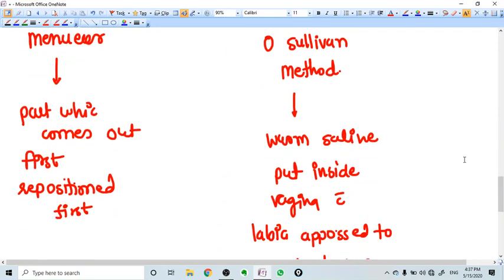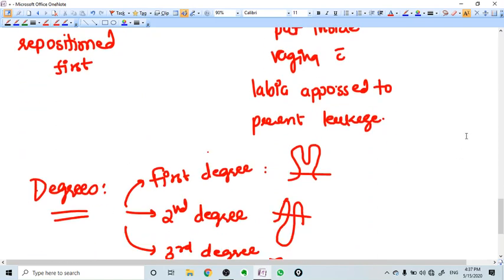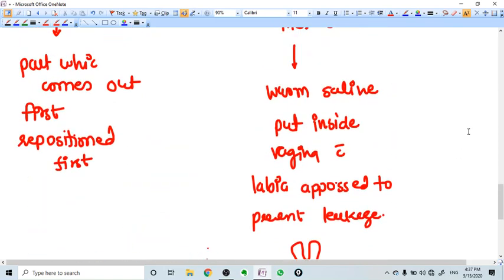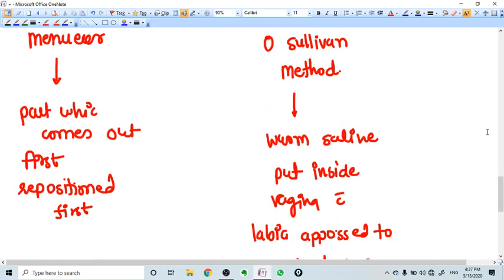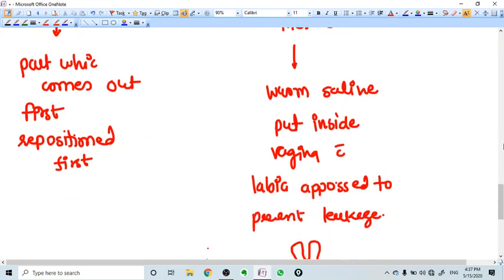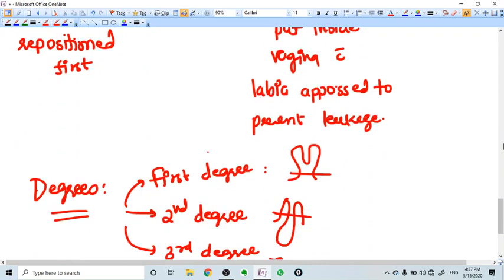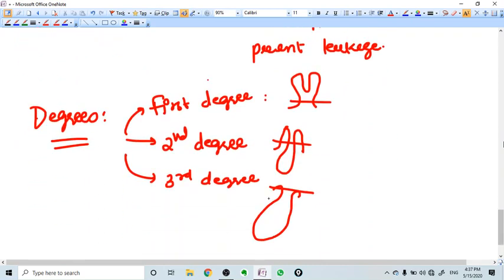The Johnson maneuver states that the part which comes out last should be repositioned first. Another is the hydrostatic method, or O'Sullivan method, which uses warm saline put inside the vagina, creating pressure, and the uterus by itself gets repositioned.